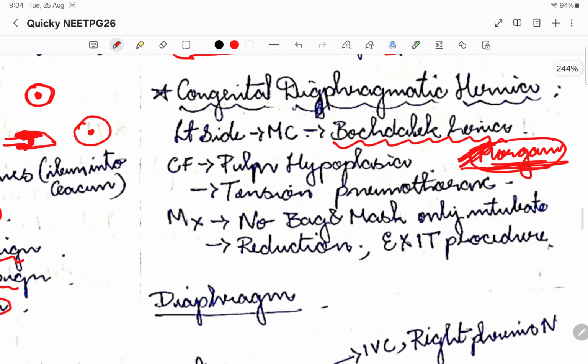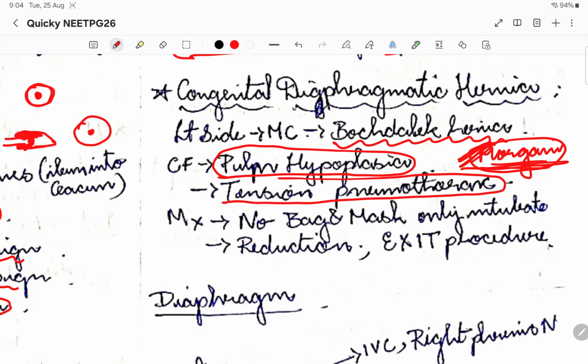Okay, how will the clinical features be? Basically pulmonary hypoplasia. All the intestine will herniate into the thoracic cavity, right? So that is why the lungs cannot properly mature, and that is why pulmonary hypoplasia will be there. It might lead to tension pneumothorax. So that is why it is an emergency case and we have to treat it.